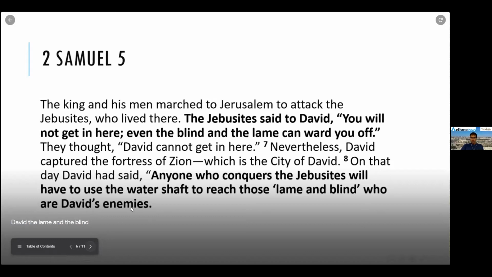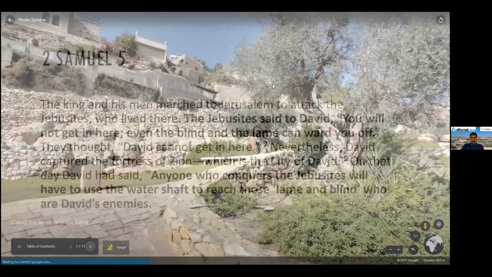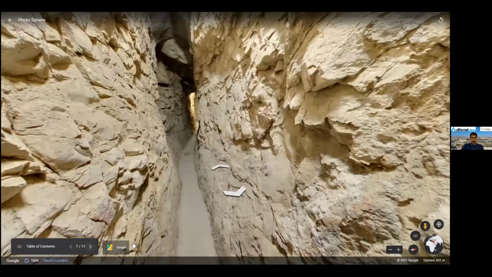Okay, so we see two things. First, he doesn't want to desecrate the Temple Mount. He doesn't want to desecrate Mount Moriah, so he attacks from the south, from the water shaft, and he also resents the lame and the blind. That's the water shaft. What you see here was excavated years ago, starting from the 19th century. We understand where the city of David is. That's the water shaft we're talking about. This is the original Canaanite tunnel.